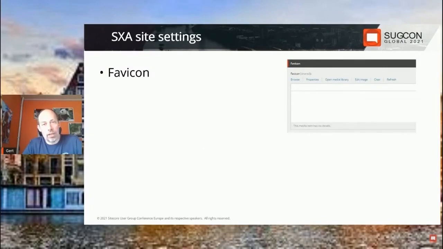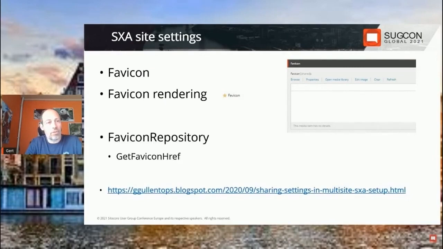Then we had a look at the Fab icon. So you can set a Fab icon on the site. We're using the Fab icon rendering to present that on all the sites. And this rendering is using the Fab icon repository. And in this case, we did change the function that actually gets the Fab icon. Same principle as shown before, so we're not going to show that code again. We're checking the local site. If our Fab icon is empty, we will go and fetch it from the shared site. This way we can keep the corporate logo as Fab icon just on one place.